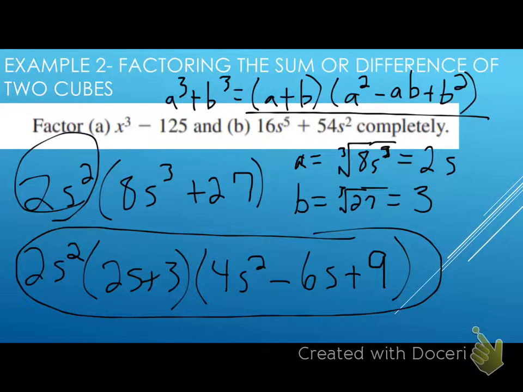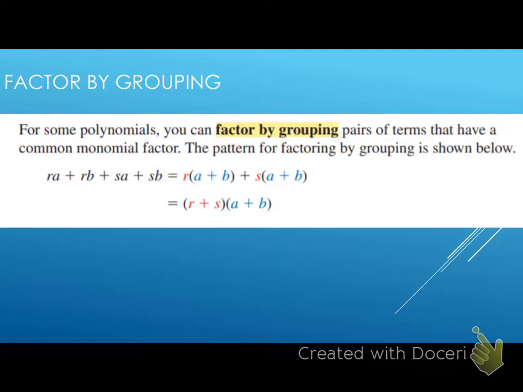Can I move on? We have one more concept for today. Factoring by grouping. Make sure we're all awake. For some polynomials, you can factor by grouping pairs of terms that have a common monomial factor. The pattern for factoring by grouping is shown below. So I'd make sure I have this pattern down here in my notes with factor by grouping next to it. That way I have an idea of what factoring by grouping looks like. So I'd make sure I wrote that down in my notes. Okay?